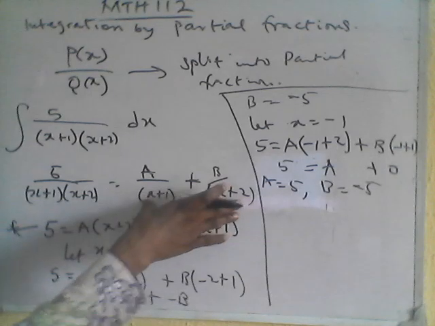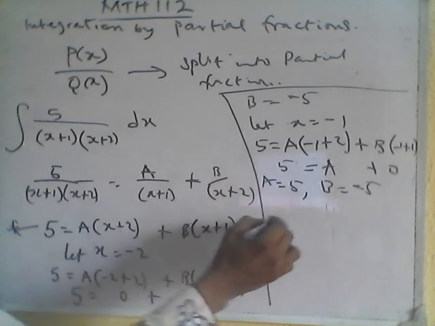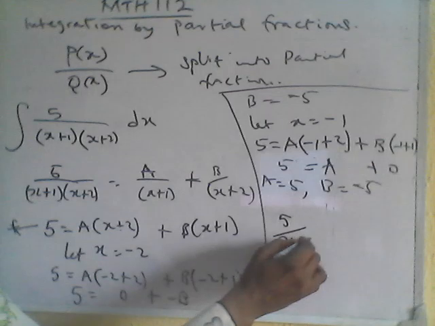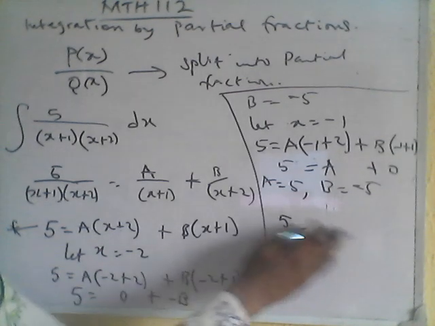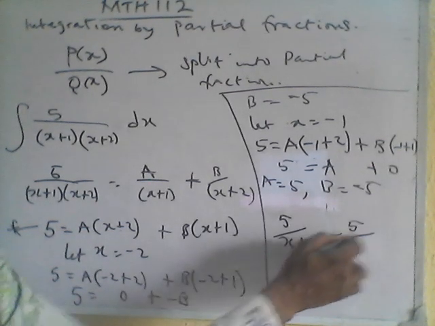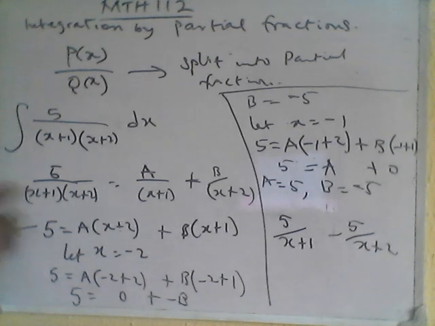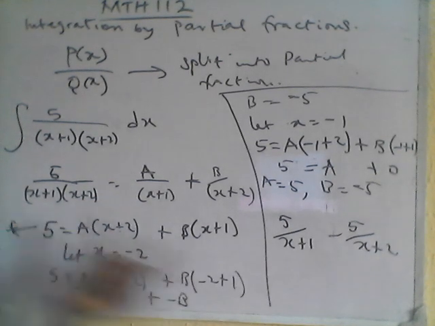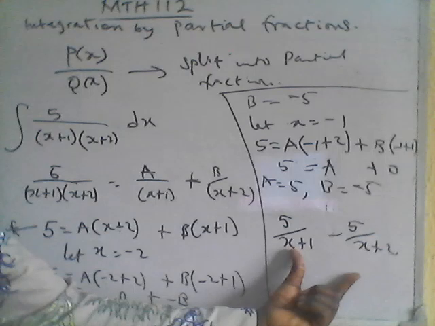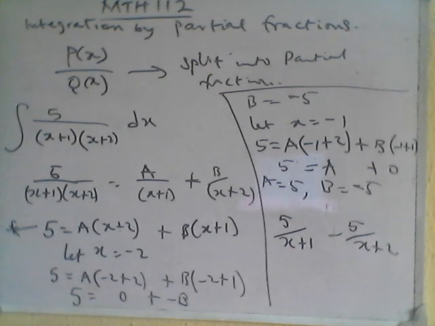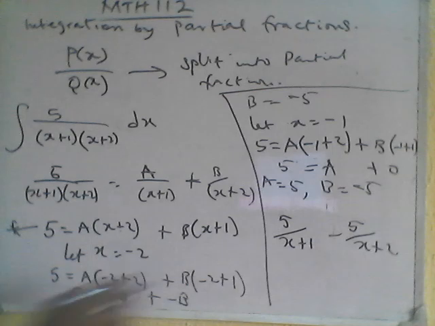So I will come back here and put what my a is as 5 all over x plus 1, and my b as minus 5 all over x plus 2. So I've succeeded in splitting this fraction into these two. Now, having done that, I'm going to now integrate. So my integration will now be easy.